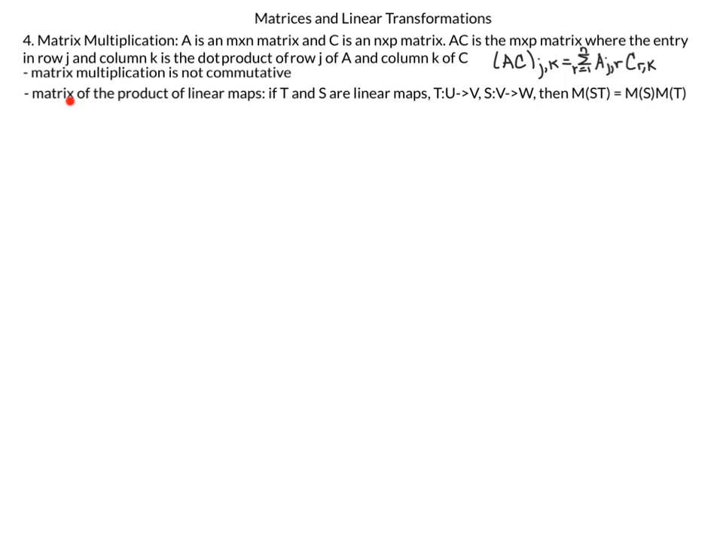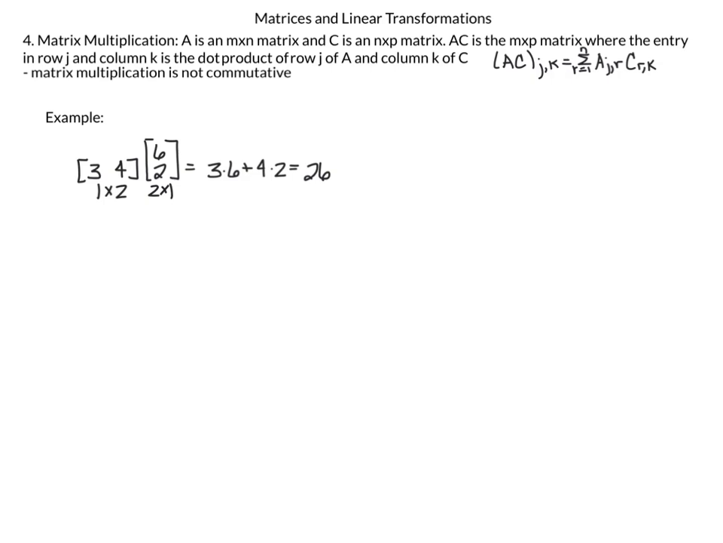And now we can look at the matrix of the product of linear maps. So if S and T are linear maps, T goes from U to V, and S goes from V to W, then M of S times T is equal to M of S times M of T. And this is almost like function composition. I have a couple more examples to give you.